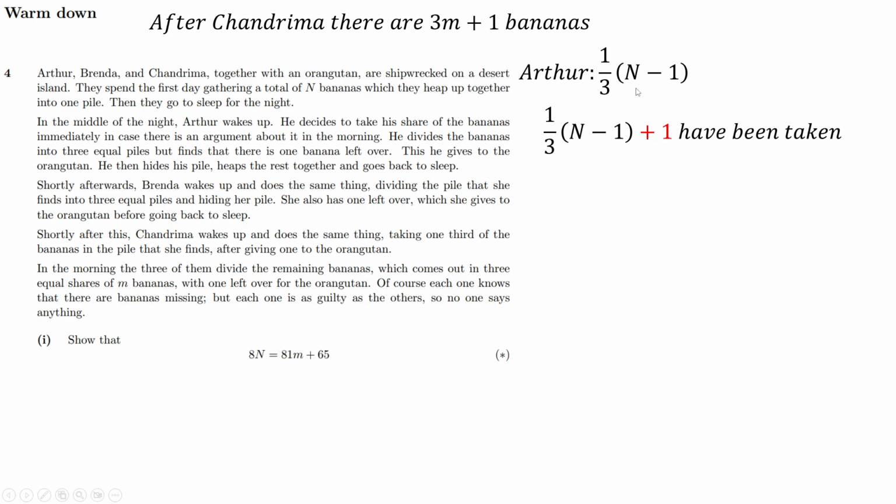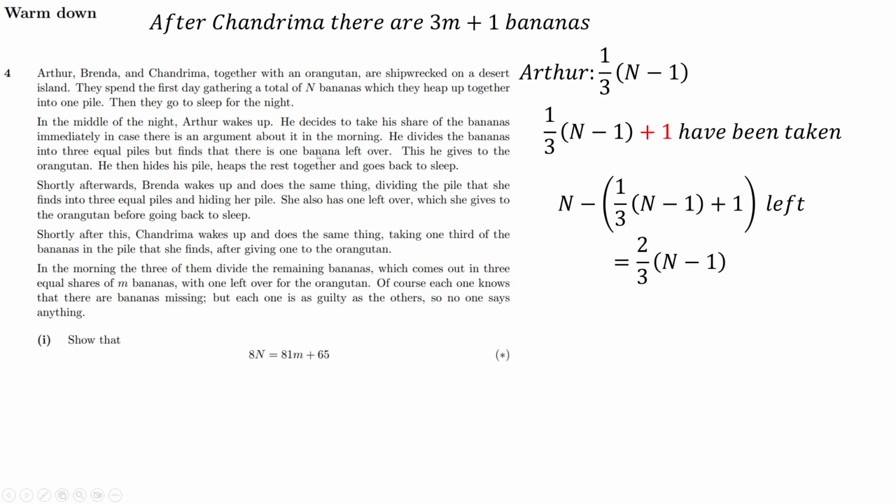And you could use the floor function that we just learned in the previous parts of this assignment, but I chose not to. Okay, and so if we do the total number of bananas N, subtract this, which is what's being taken, where the red is for the orangutan's share, you'll get how much is left, which is that, and that simplifies to this. Okay, Brenda does the same thing.